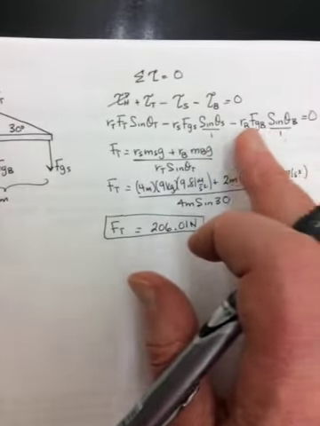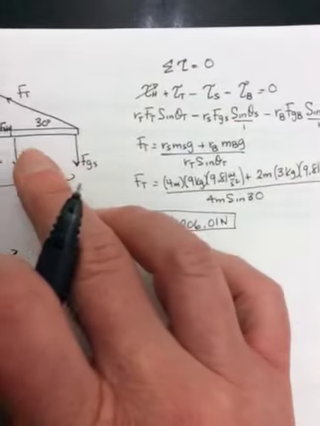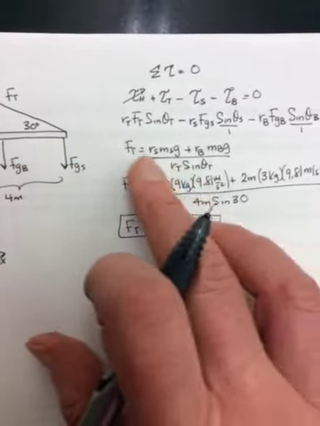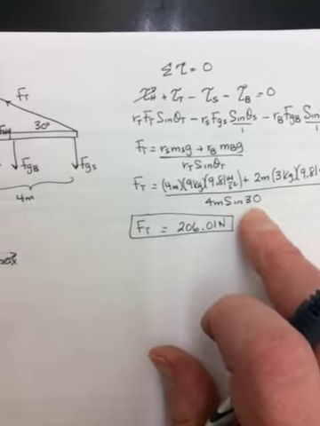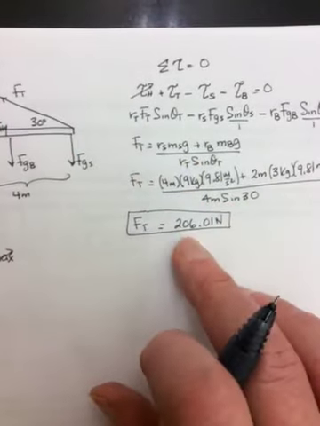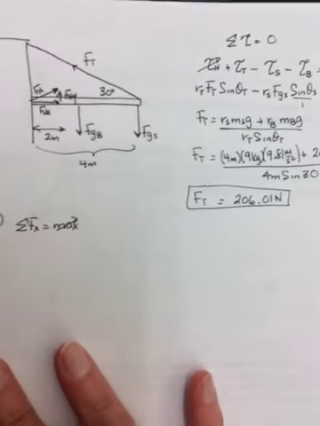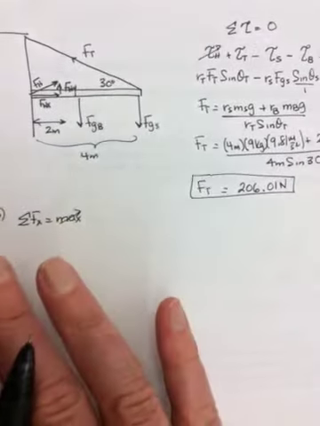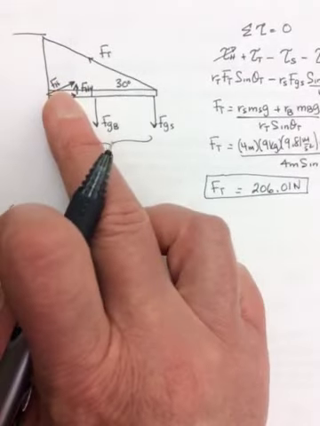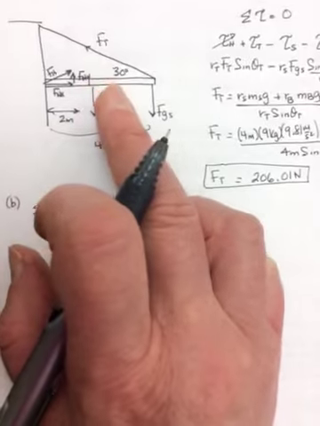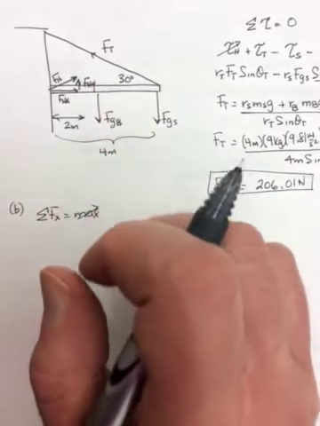Two of them were at angles of 90 degrees, so their sines went to 1. That would be the two weights. The torque of the tension didn't have a sine of 90, it had a sine of 30, so it stayed. We got a tension of 206.1. So then part B of the question would say, what is this force that the house, or the pole, or whatever the beam is attached to, is pushing on the beam with?